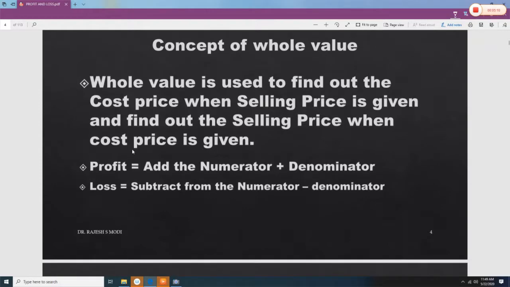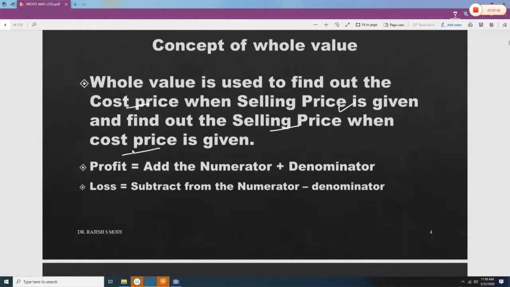Next is the concept of whole value. Whole value is a very important concept, and in many books it is not given. But we are going to discuss it, because from the whole value you can calculate the selling price and the cost price of a given article. Whole value is also very important in simple interest and compound interest calculation. So please understand the whole value. It is used to find the cost price when the selling price is given, or to find the selling price when the cost price is given.